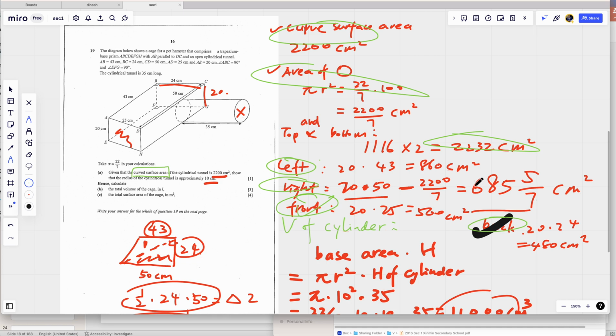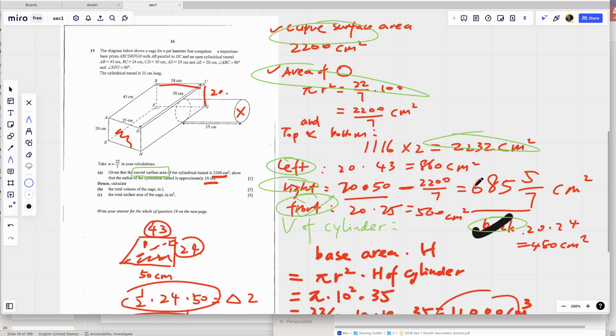I don't understand what this is. I see the right, but you need to minus, which you did not minus. Okay, so this is the curve. What I see here is the front, the back, the left, and the curve, and then the rest is missing.